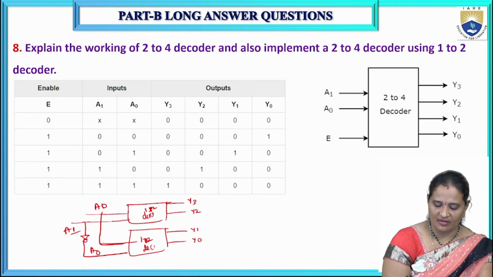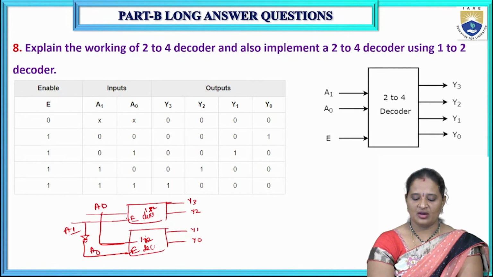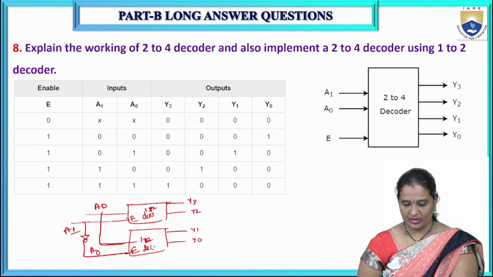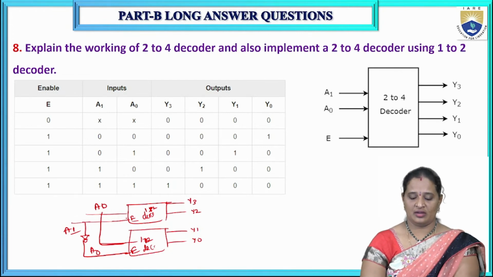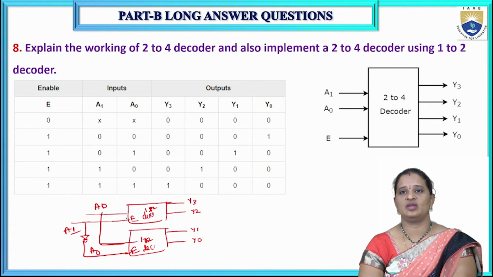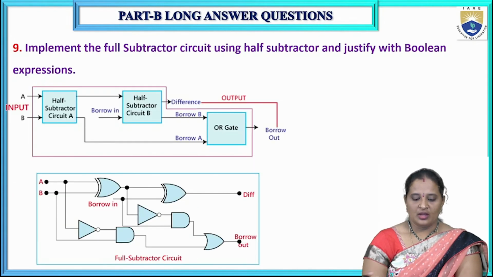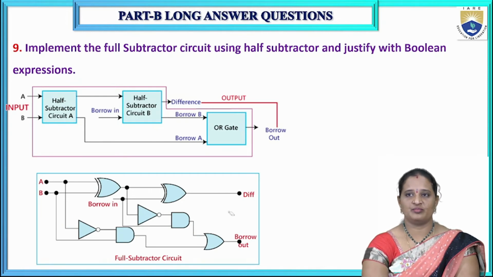So this is nothing but our enable input. So this is the implementation of a 2 to 4 decoder using 1 to 2 decoder. If you want a clear cut explanation, you can just go through the theory class which is uploaded in the YouTube. Now, implement a full subtractor using half subtractor and justify with Boolean expression.